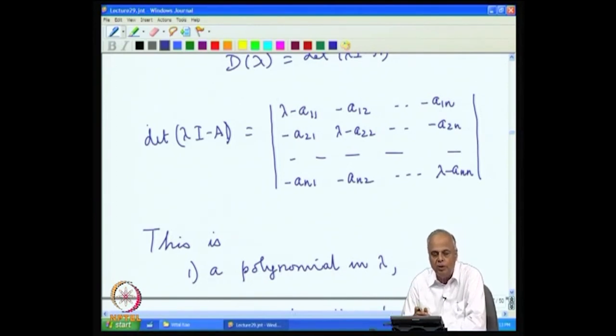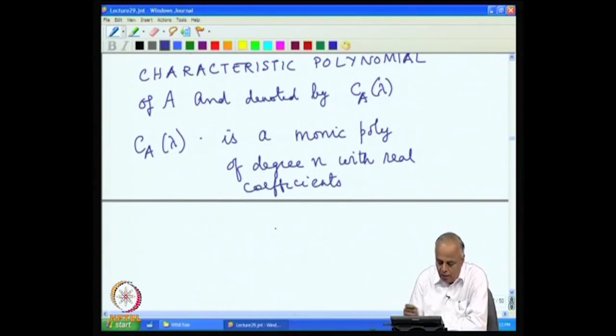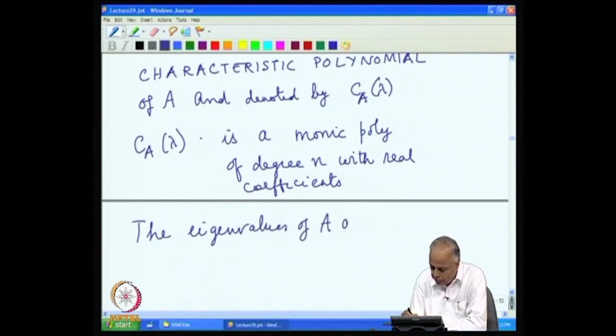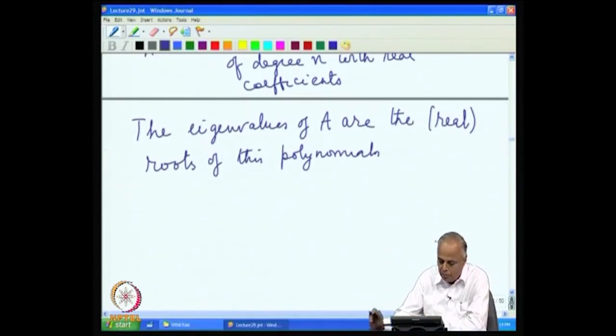We are interested in the zeros or the roots of these polynomials, because we have seen that the zeros or the roots of this function d lambda are the eigenvalues. Now d lambda is our C A lambda, a polynomial, and therefore the eigenvalues of A are the roots of this polynomial. When we are working over the real numbers, we are looking for real eigenvalues, and therefore for the real roots of this polynomial. So, we are trying to solve this equation and find its solutions.